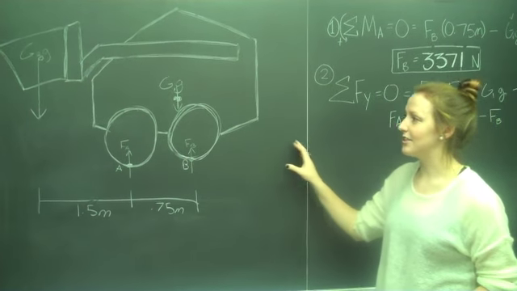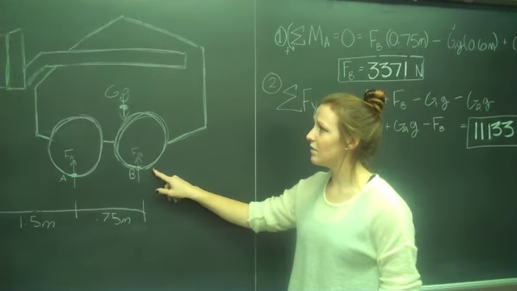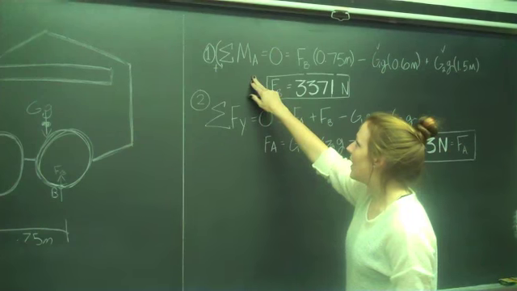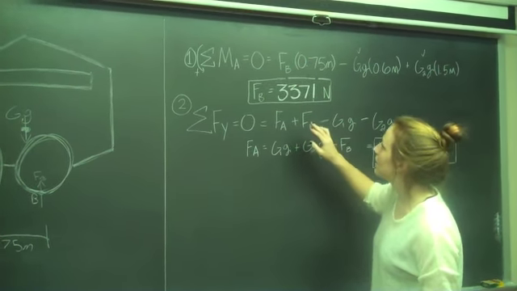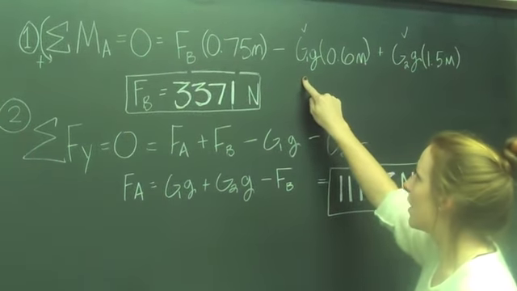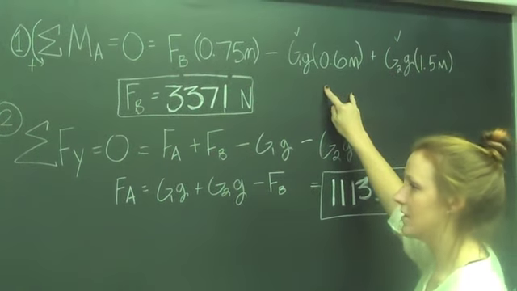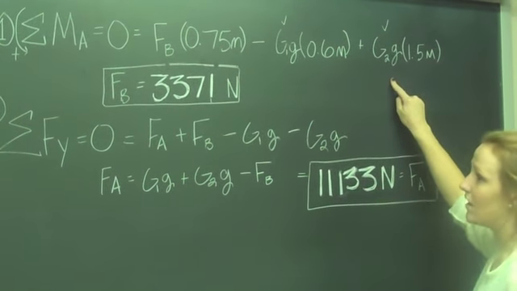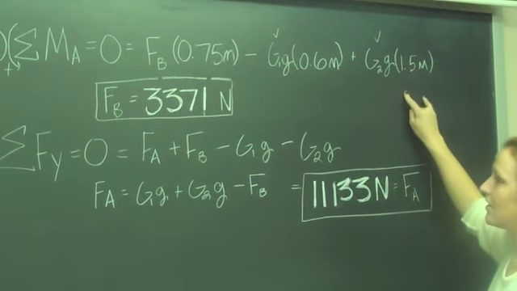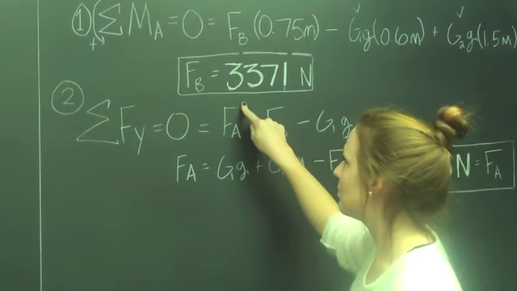Alright, so first we're going to examine the body as a whole and determine the support reactions in the wheels of the backhoe, so at points A and B. We're going to start out by summing the moments around point A. So we'll multiply the force of B times the distance between A and B, and then we'll subtract the mass of the backhoe, multiplied by gravity and by the distance from point A, and then we'll add the mass of the load in the backhoe, multiplied by gravity and the distance from A, and that will give us 3,371 newtons for the reaction force in B.